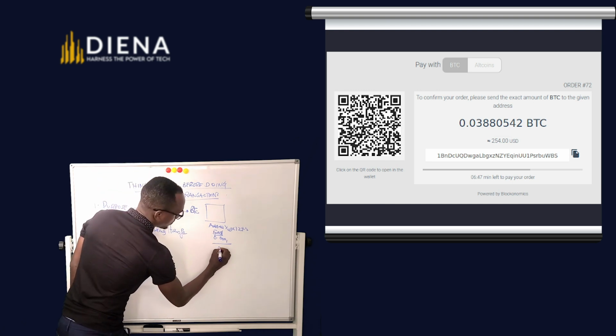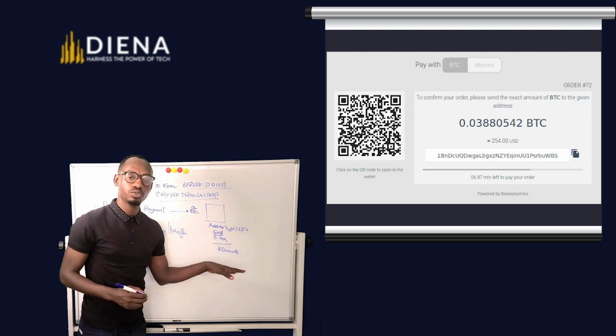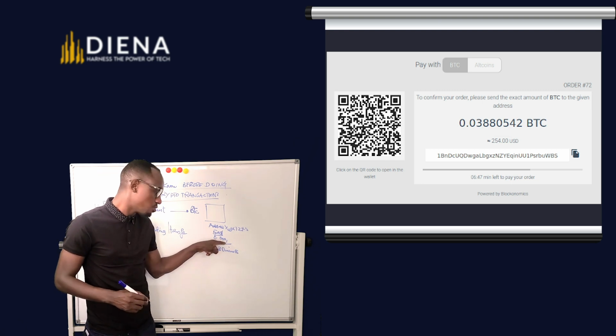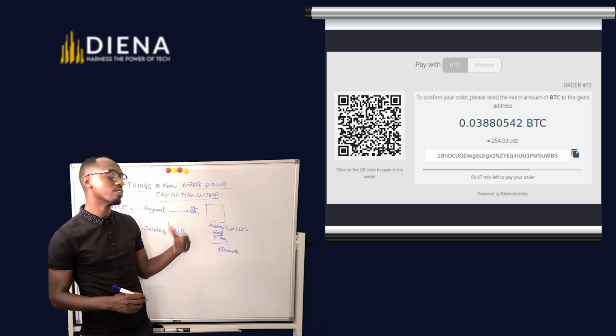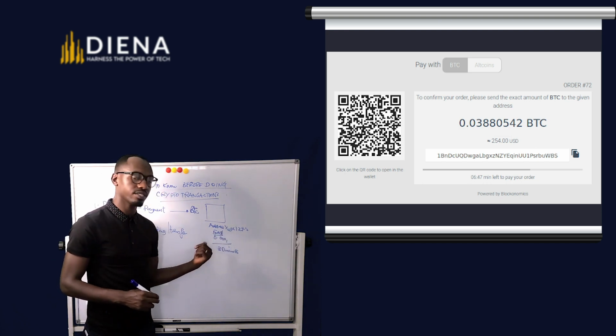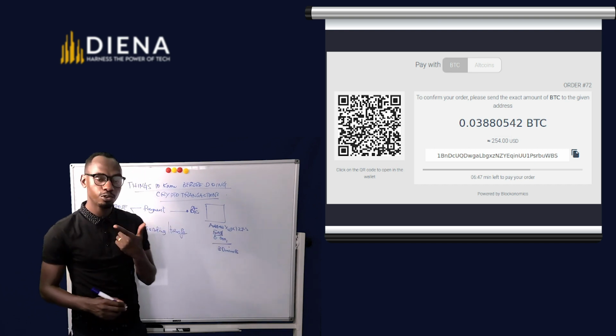and they're going to give you a time limit, maybe 30 minutes. So in 30 minutes, that order is going to expire. So make sure within 30 minutes, you are paying that amount of Bitcoin that has been written, which is equivalent to $50 maybe, for the duration of 30 minutes. Because this is important for you to know.